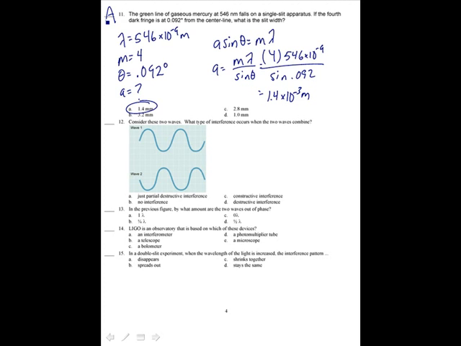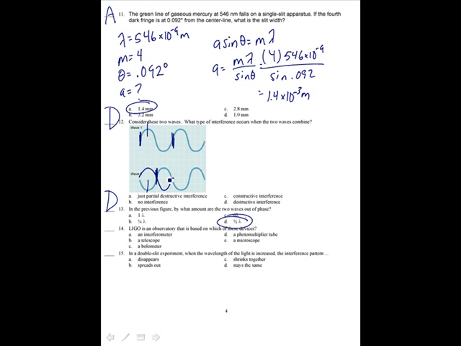Consider these two waves. What type of interference occurs when the two waves combine? Peaks line up with troughs, so that's destructive interference, number 12. Previous figure, by what amount are the two waves out of phase? Well, for destructive interference, it has to be a half of a wavelength out of phase. I can think about it, this is a full wavelength, and so if I were to take this part back a half a wavelength, they would be in phase, so it's offset by a half of a wavelength.